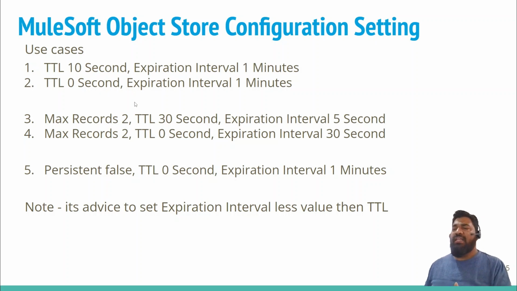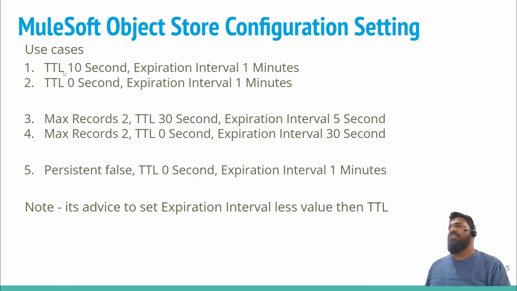One more thing I want to highlight here: this is not OSv2, so don't confuse it with the Object Store V2 service. That is applicable in CloudHub. I will explain it in part 3, but this is purely focused on our Mule runtime standalone server, which we are running on premises. So those settings apply there. In CloudHub, we have a separate part 3 session where I'm going to explain the OSv2 settings. These settings apply on the on-premises MuleSoft server.